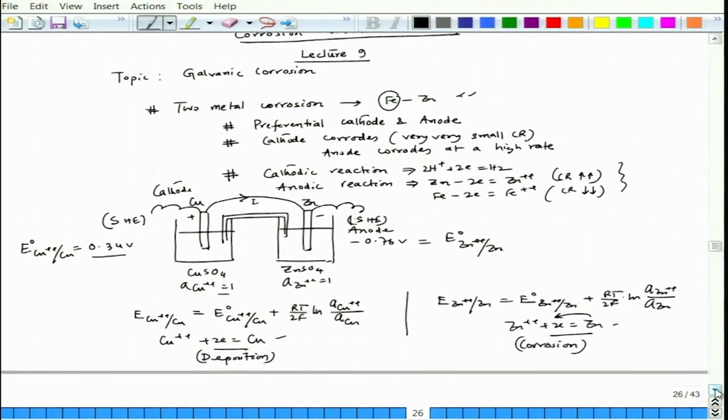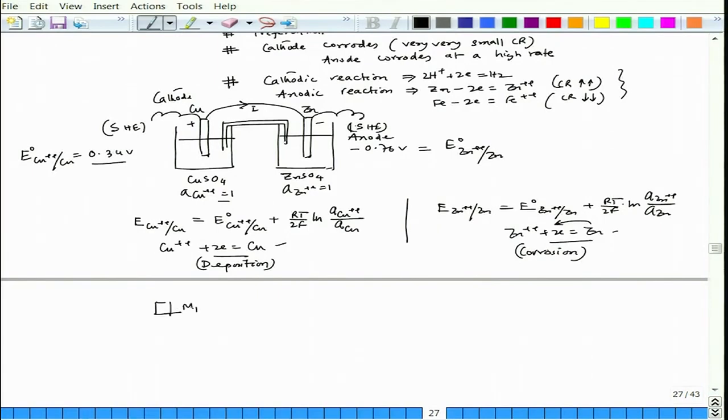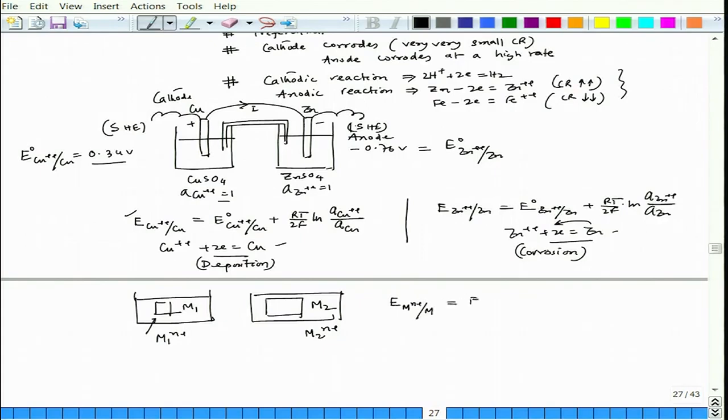For example, if we have two metals, M1 and M2, in connection with their respective ions in the electrolyte, M1 n plus and M2 n plus, both the ions being present in the electrolyte, I can decide which will act as cathode and which will act as anode simply by looking at the Nernst equation, in its generalized form. This is the generalized form we can use, and we know that there is a series that exists.